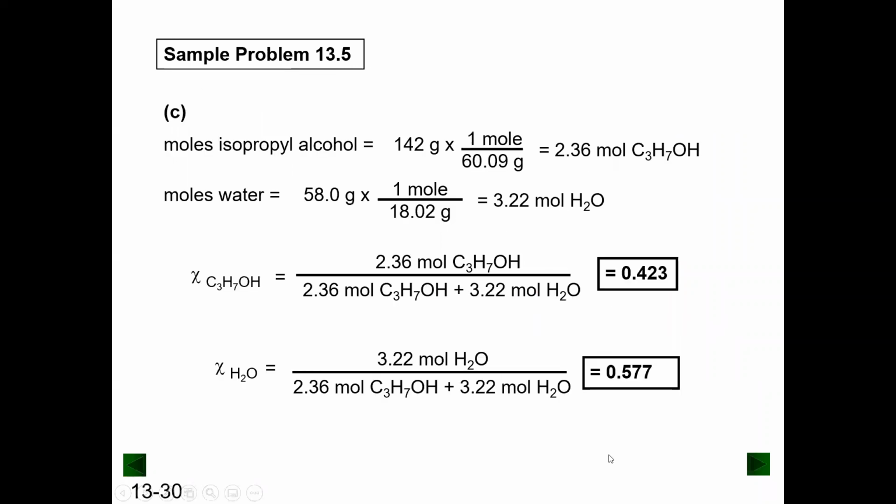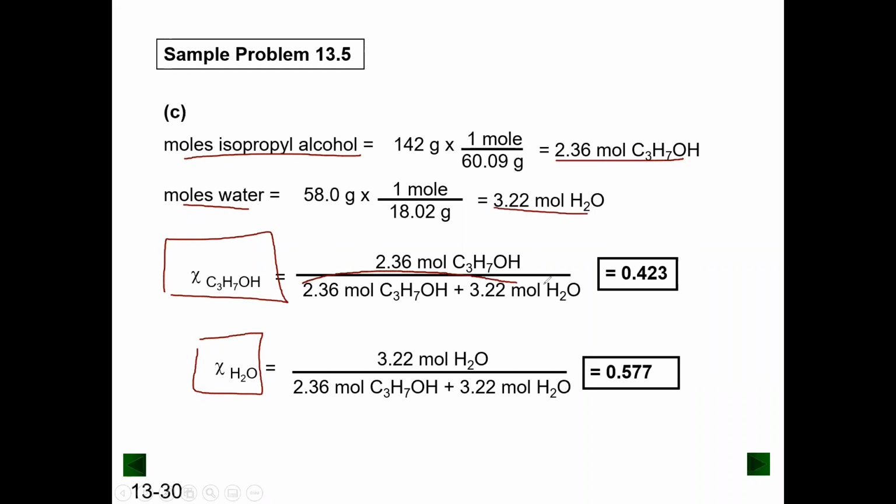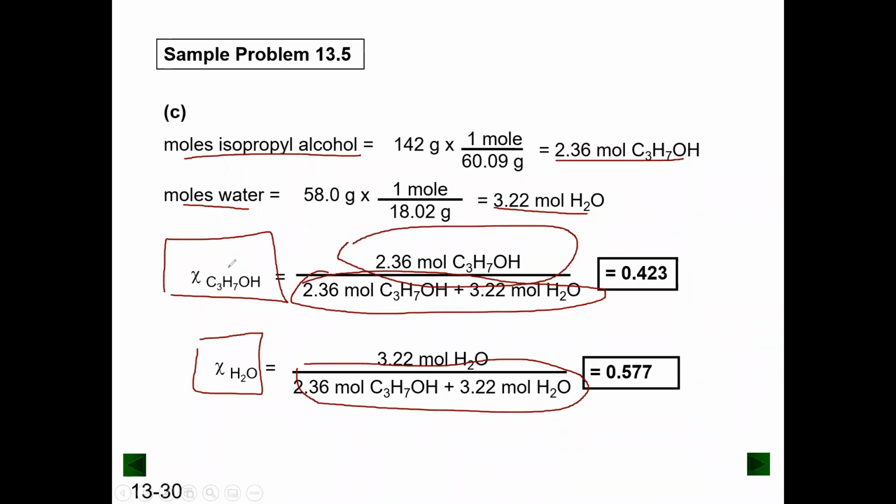C is a little bit more complicated. A lot of times they're going to ask you to find just the mole fraction of one thing. And here they want you to find both. My recommendation for you is to always find both. So you find the moles of each individual thing. The total is always going to be the same. It's whatever your moles are added together. And then it's always a fraction of whatever you're looking at. So this one is the moles of the isopropyl alcohol over the total, and the water over the total.